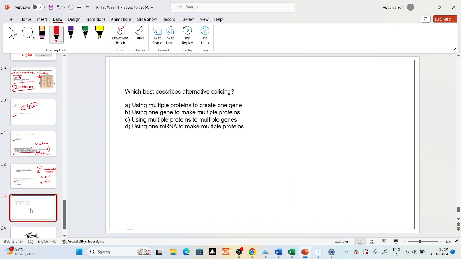Okay. Now the last question for today's class: which best describes alternative splicing? Using multiple proteins to create one gene, using one gene to make multiple proteins, using multiple proteins to make multiple genes, or using one mRNA to make multiple proteins. Think about it. I'll give you 2 minutes for this question. Last question, 2 minutes. Think. What can be the answer? 1 more minute to think for the question.